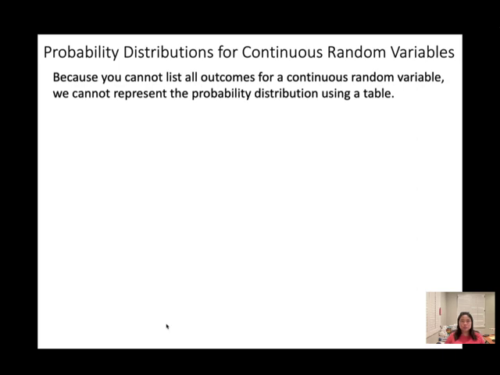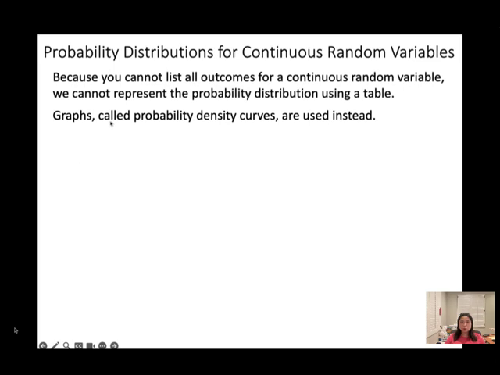Second part, probability distribution for a continuous random variable. Because you cannot list all the outcomes for a continuous random variable, we cannot represent the probability distribution using a table. So remember, a continuous random variable is one you get by measuring. For example, the height of a basketball player, you cannot list all the outcomes or probabilities using a table. So we'll be using a graph. This is called a probability density curve, used instead of a table.